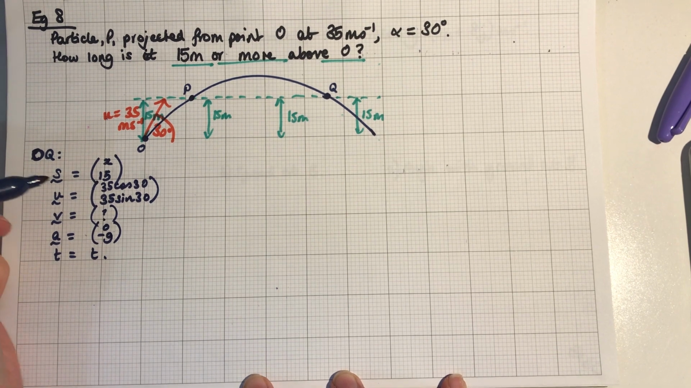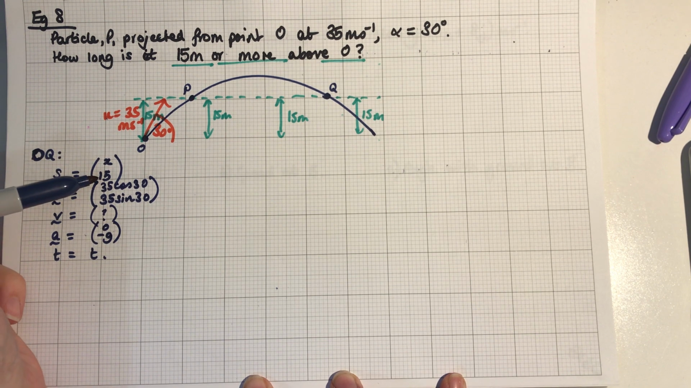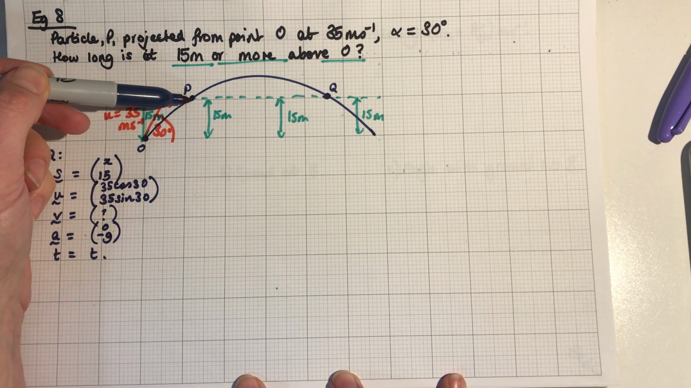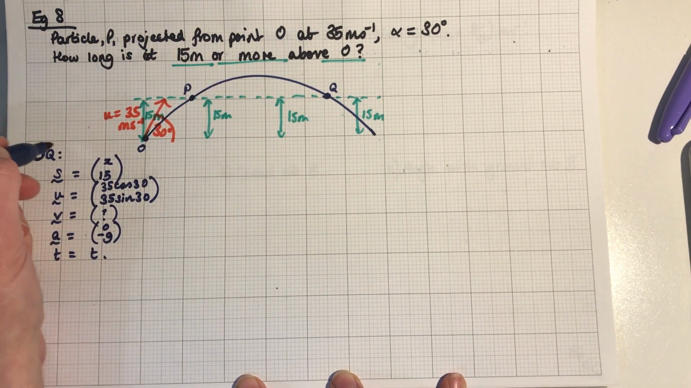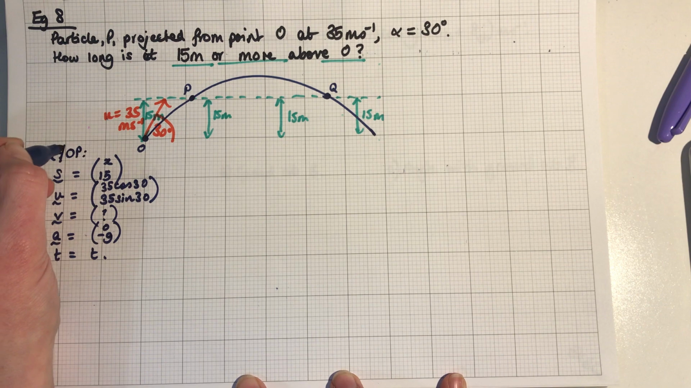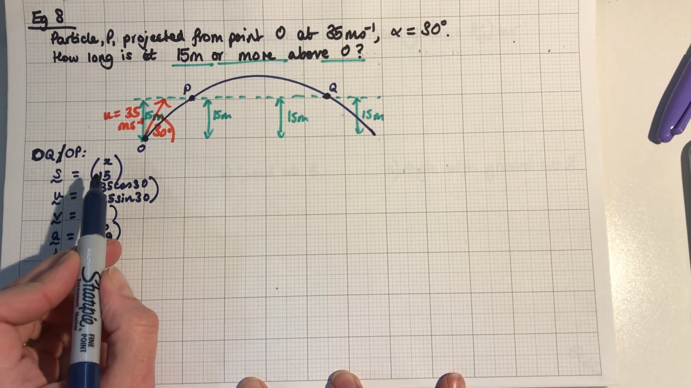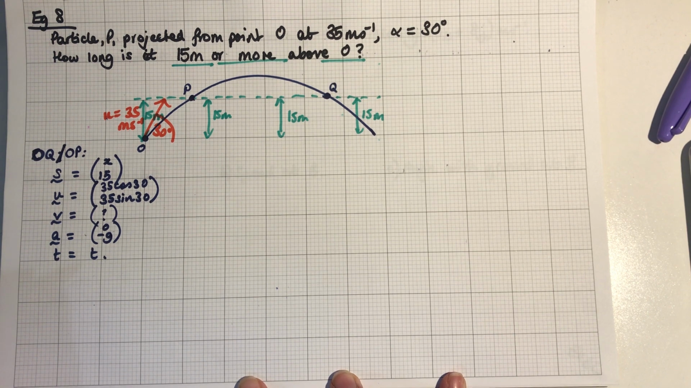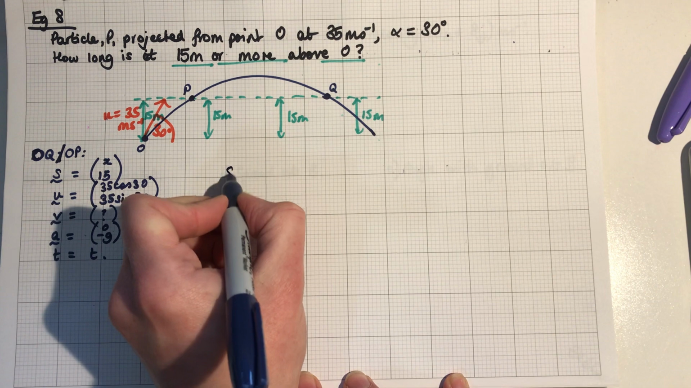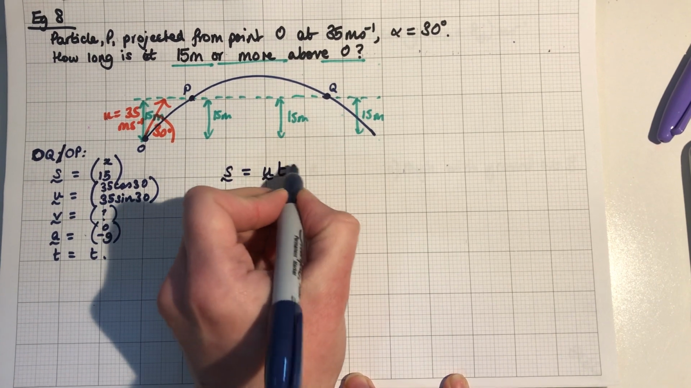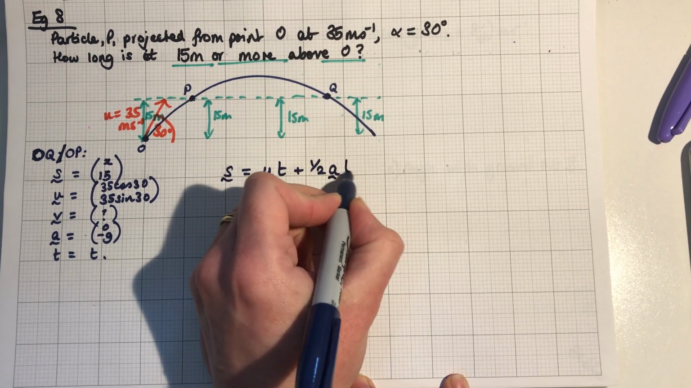It's worth pointing out that what I'm doing here is working out the points where S is 15. So S vertically is 15, so 15 metres above O. So this is O to Q, but this also fits O to P as well, because both of those points have this one thing in common. They are where we're 15 metres above O. So S, U, A and T. That's this equation again: S equals UT plus half AT squared.